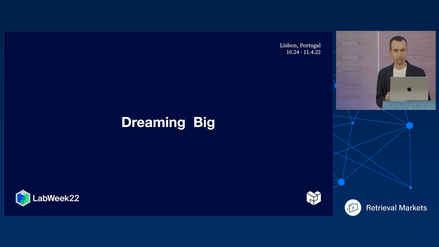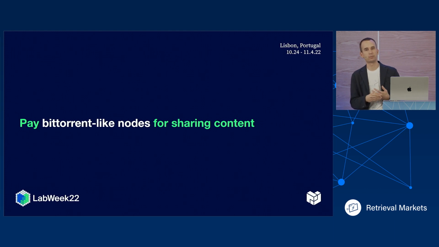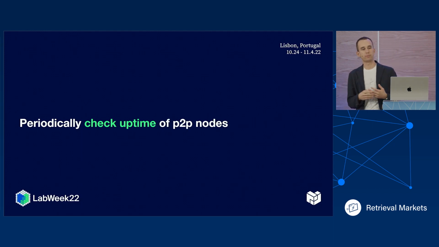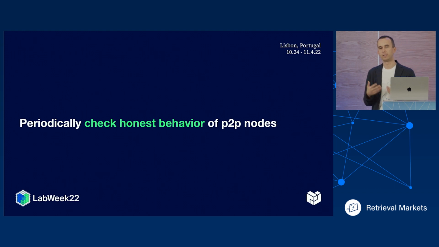There are so many use cases you can apply to Filecoin Station. For example, we can enable scientists to run distributed computation using data stored on Filecoin. This is a little bit similar to SETI@home or Folding@home projects, but with the benefit that you will actually be paid for contributing your resources. We can even pay people sharing content, for example, Saturn L2 nodes, for providing network connectivity and the content to L1 nodes. We can periodically check the uptimes of all the different nodes which are forming your peer-to-peer network. We can even check that the nodes are actually behaving honestly, that they are doing the work they promised to do.